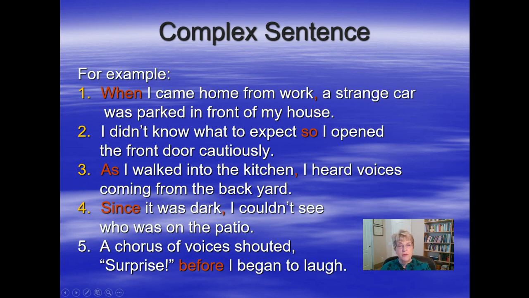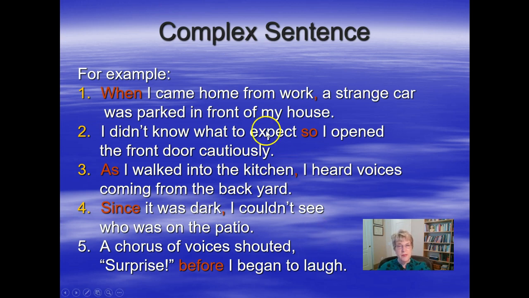When I came home from work, comma, a strange car was parked in front of my house. I didn't know what to expect, so I opened the front door cautiously. As I walked into the kitchen, I heard voices coming from the backyard. Since it was dark, I couldn't see who was on the patio. A chorus of voices shouted, "Surprise!" before I began to laugh.